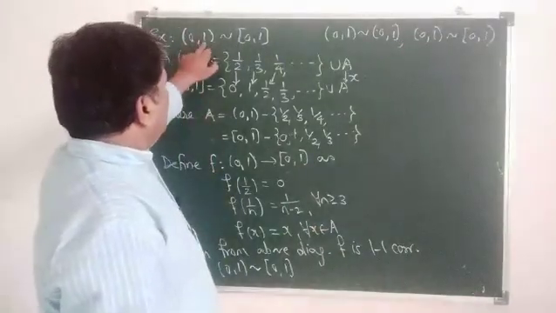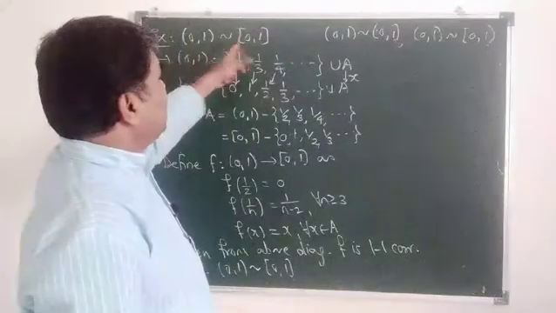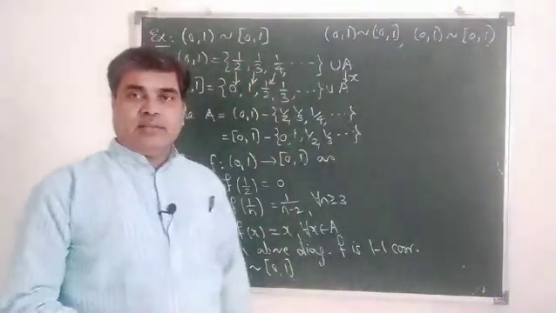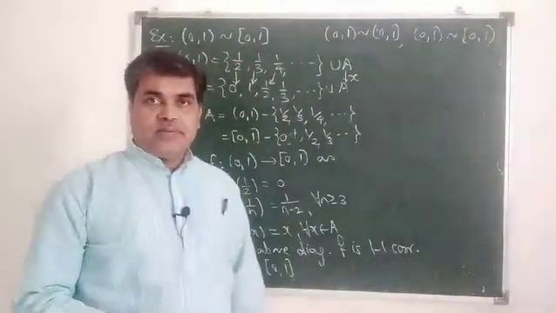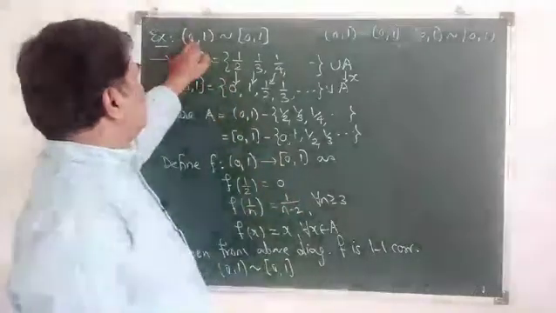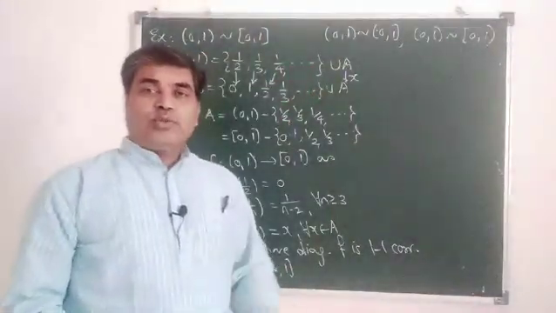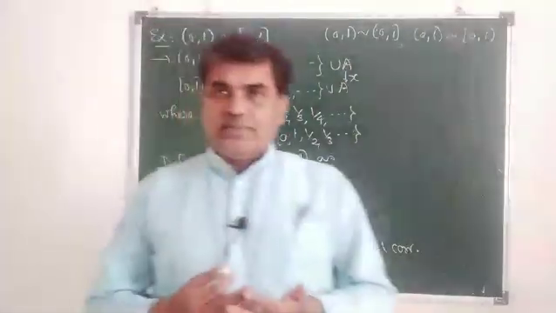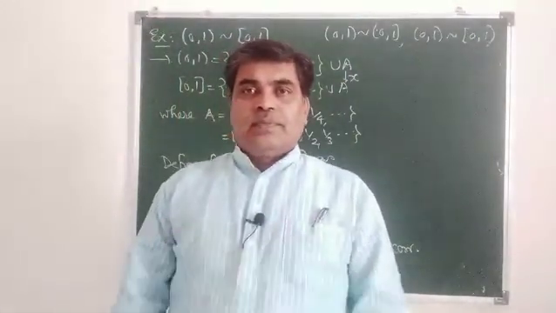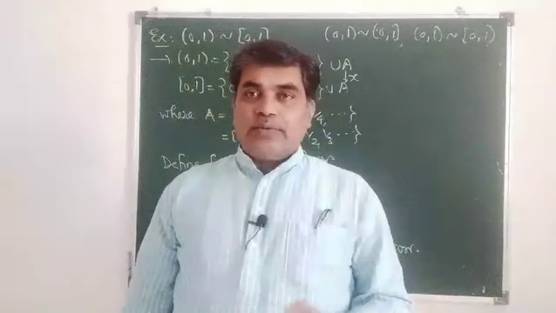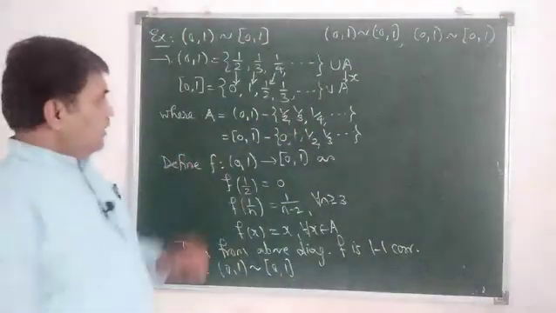We know that if A is equivalent to B and B is equivalent to C, then A is equivalent to C. So here I proved that the open interval (0,1) is equivalent to the closed interval, the open-closed and the closed-open intervals. So any two such intervals must be equivalent, that we have to show.